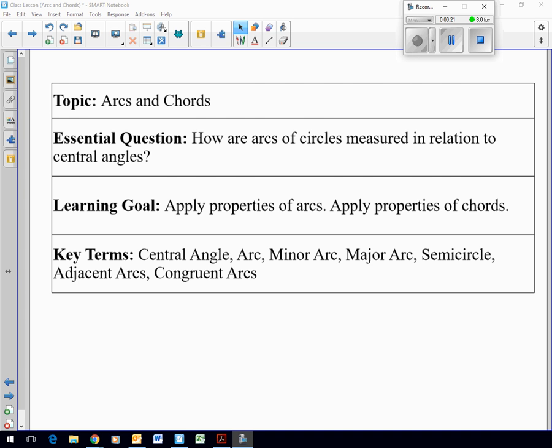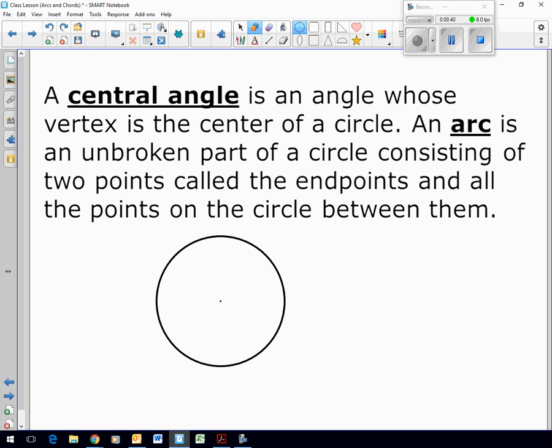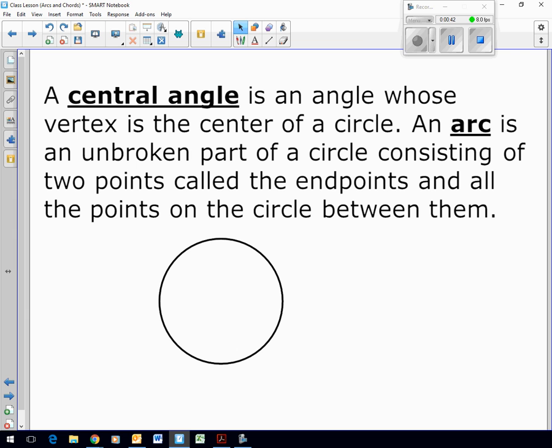Alright, guys, a central angle is an angle whose vertex is the center of the circle. An arc is an unbroken part of the circle consisting of 2 points, called the endpoints, and all the points on the circle between them. Circles have things that we call central angles. Anytime two radii meet, they form a central angle.